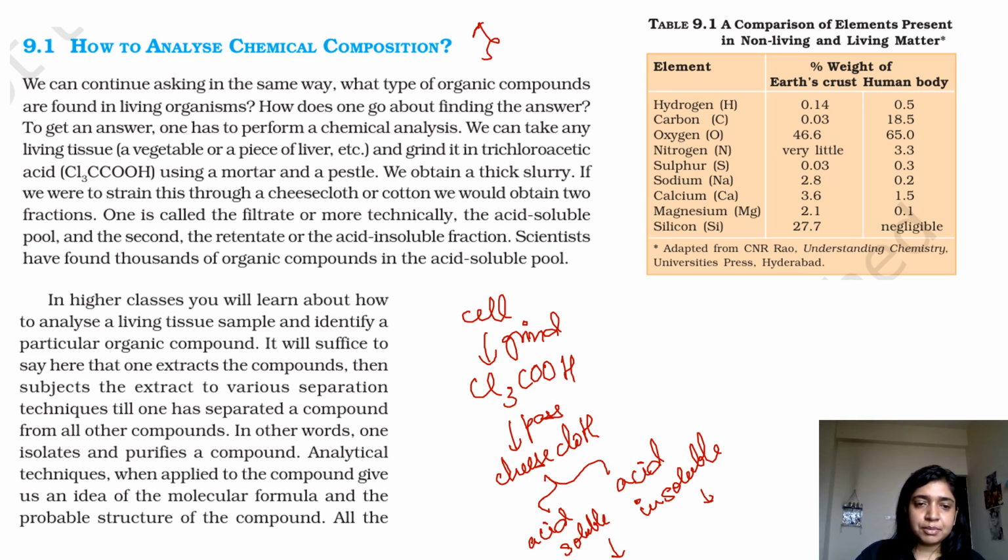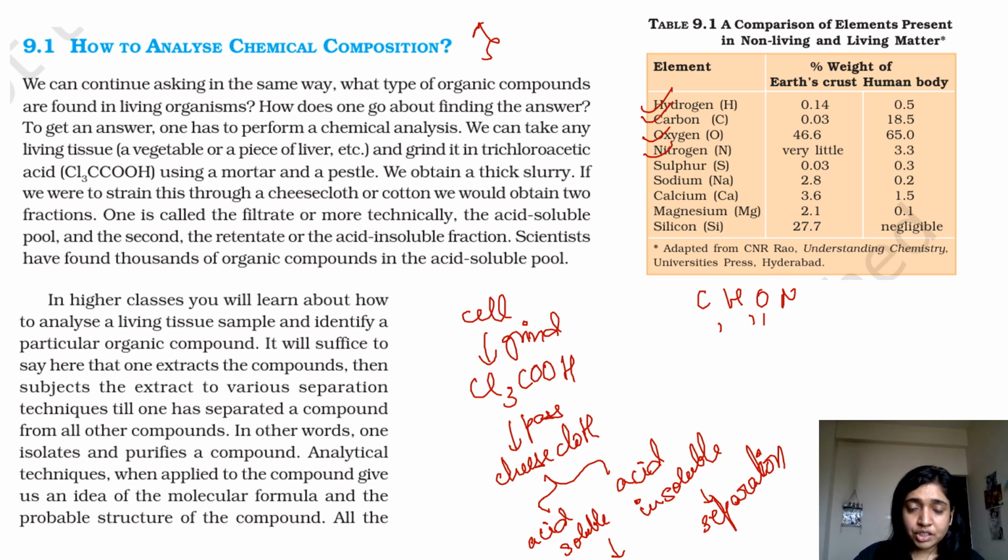So I guess it must have been written somewhere here. Separated compounds, okay, analytical techniques when applied. After that you have to apply different separation protocols to find out the different biomolecules that are present inside. If we are talking about the elements that are present in any living organism, the major constituents are your CHON. So it's basically your carbon, hydrogen, oxygen, and nitrogen.